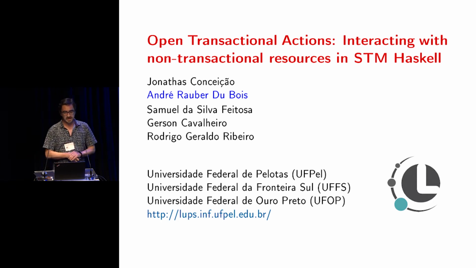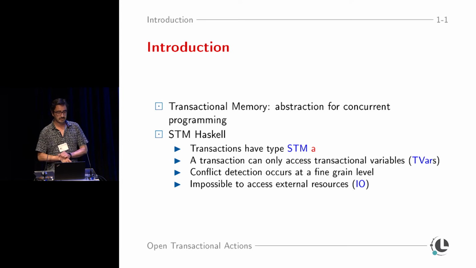Transactional memory is an abstraction for concurrent programming in which accesses to shared memory are performed as transactions, similar to database transactions. STM Haskell is a Haskell extension for transactional memory. In STM Haskell, transactions are encapsulated in a monad, the STM monad. And inside of transactions, you can only access transactional variables.